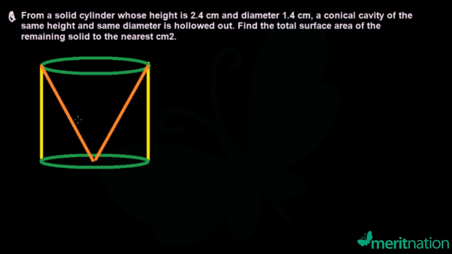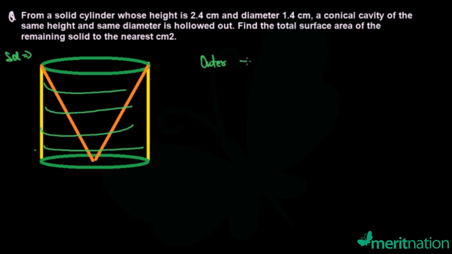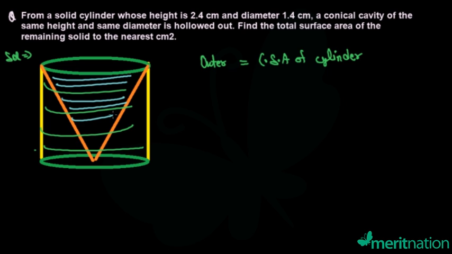There is a conical cavity which is inside this cylinder. We have to find the total surface area. So if you look at the outer surface area, that's nothing but the curved surface area of this right circular cylinder. So the outer surface, that's the curved surface area of the cylinder. On the other hand, if you look at the inner surface, that's the curved surface area of a right circular cone. So the inner surface, that's the curved surface area of the cone.